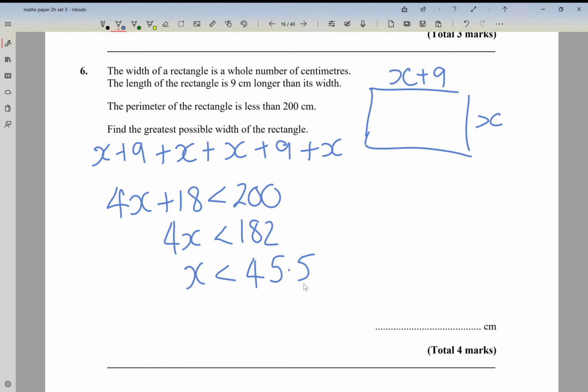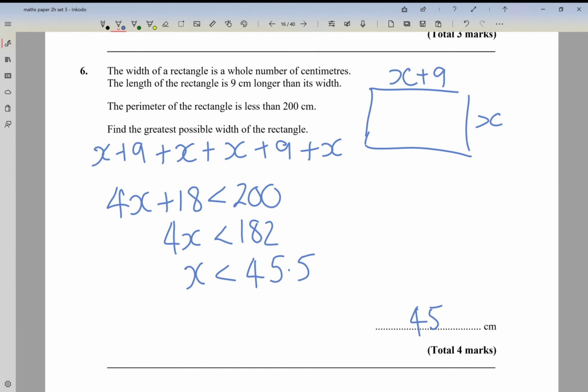Now, importantly on this one, it says the width of the rectangle is a whole number of centimetres. So it can't be a decimal. Find the greatest possible width. So the width is just x, so it's really finding x, okay? And it can't be 45.5, but it's less than that. So if you think about the greatest possible width, it's going to have to be 45, because it can't be any higher than 45, because it has to be less than that. So the answer in total is 45 centimetres.